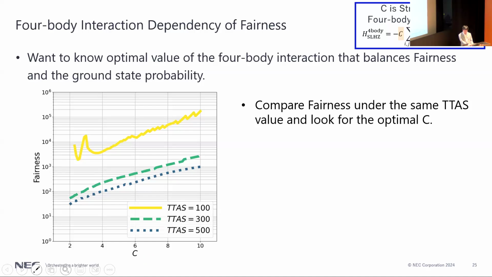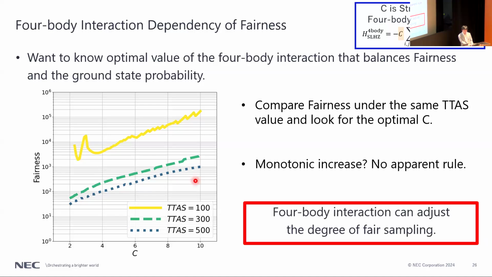This graph shows the relationship between the fourbody interaction strength and fairness. The TTAS is fixed for each line. In this graph, you may be able to see the trend of monotonic increase in fairness with respect to the fourbody interaction, but we think there is no clear rule. Although we still don't know the exact rules of this, we can see that the fourbody interaction can adjust the degree of fair sampling.